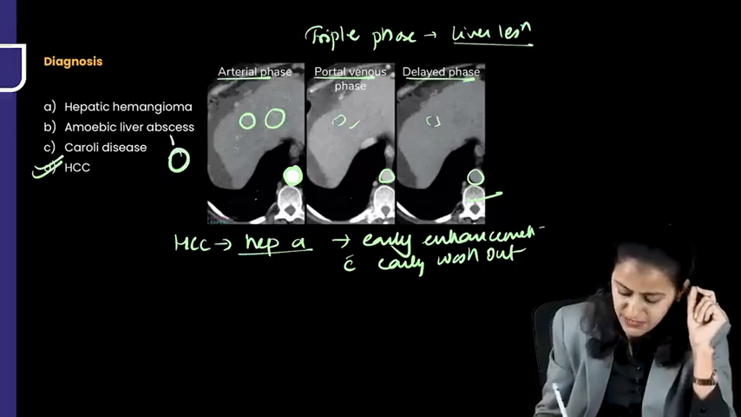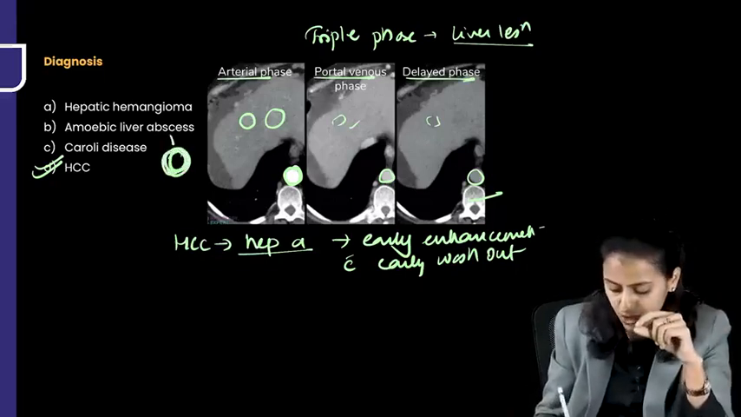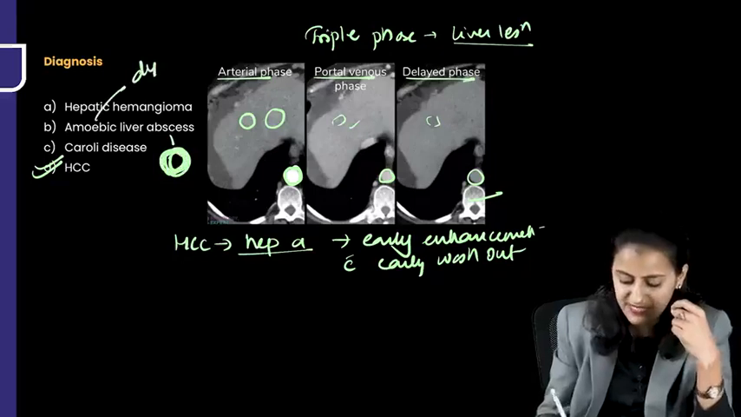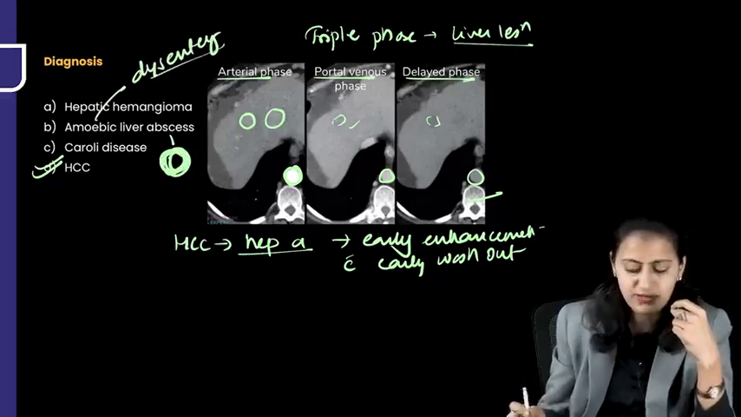Amoebic liver abscess will be like a cystic lesion with a thick wall, right? And there would be the history of dysentery also along with that.